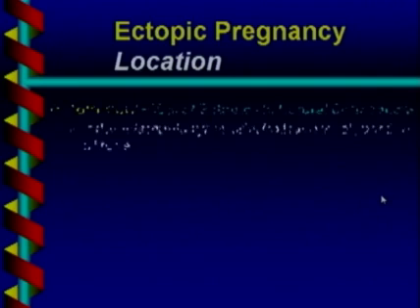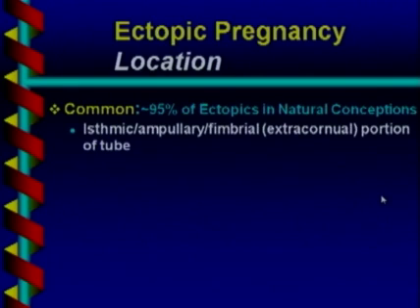Ectopic pregnancies occur in a variety of locations. The most common location is in the fallopian tube outside of the cornu of the uterus. And that can be in any one of the isthmic, ampullary, or fimbrial portion of the tube. About 95% of ectopic pregnancies in women who conceive naturally occur in the extracornual portion of the fallopian tube.